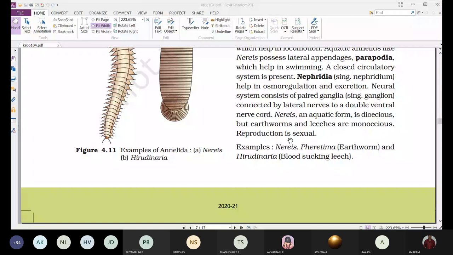That is about this phylum Annelida. You can see here this leech. At the lower end we'll find one sucker, which helps in attachment with the body of the organism and in sucking of blood. We have two suckers, one on the anterior end and one on the posterior end.